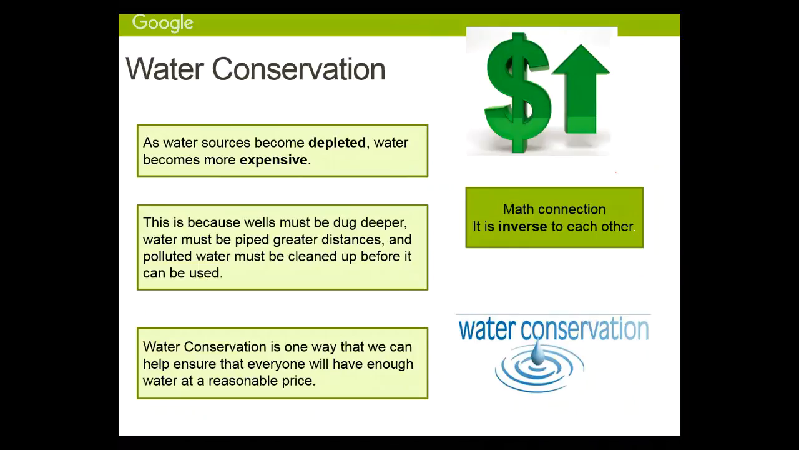And this is because wells must be dug deeper, water must be piped greater distances, and polluted water must be cleaned up before it can be used. So we see the inverse. Depleted water resources cause the cost of the water to rise. So water conservation is one way that we can help ensure that everyone will have enough water at a reasonable price. And that starts with us, but it's also in the way that we vote.